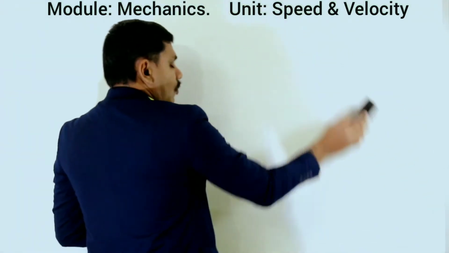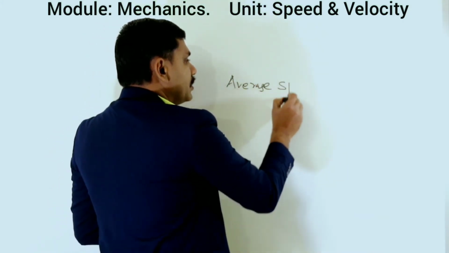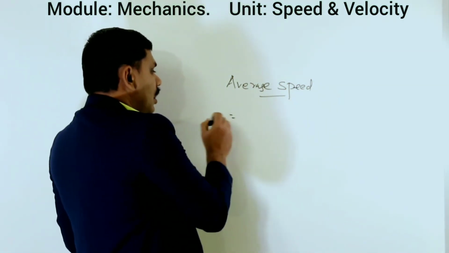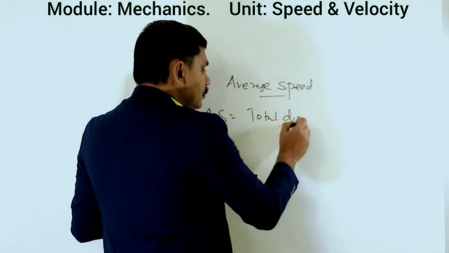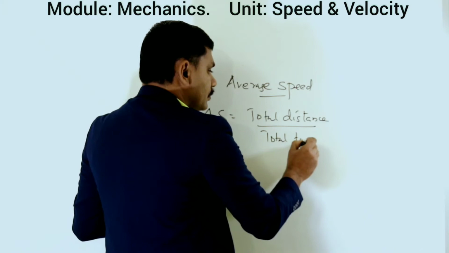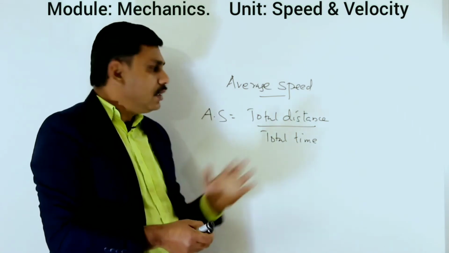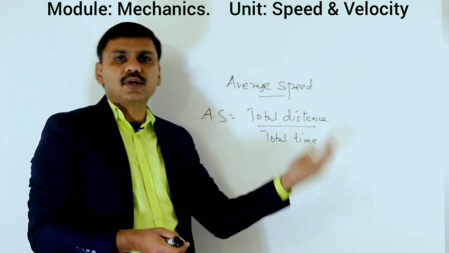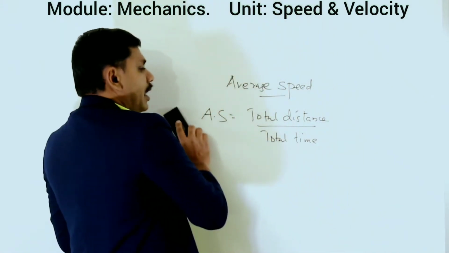Next, what do you mean by average speed? It is a simple equation. Average speed is equal to total distance divided by total time. You can calculate average speed by using this simple equation. It is the ratio of total distance and total time. That means by using an example, you can simply express it.